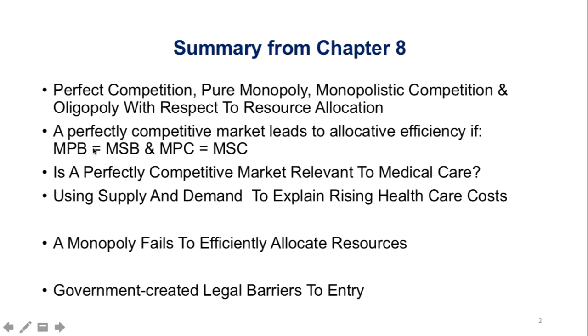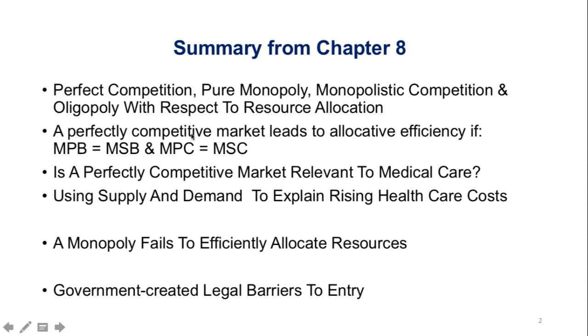Basically, in chapter 8 you learned whether a perfectly competitive market is relevant to medical care, and you learned that we have a lot of market barriers and imperfect information, which run against the characteristics of the perfectly competitive market. We don't have perfect information for consumers, and we have a lot of barriers. So if we don't have a perfectly competitive market in medical care, why are we using the perfectly competitive model, with the supply and demand model, in medical care?